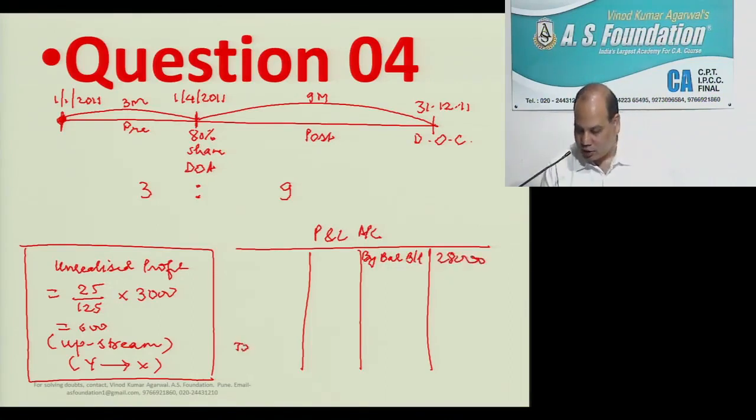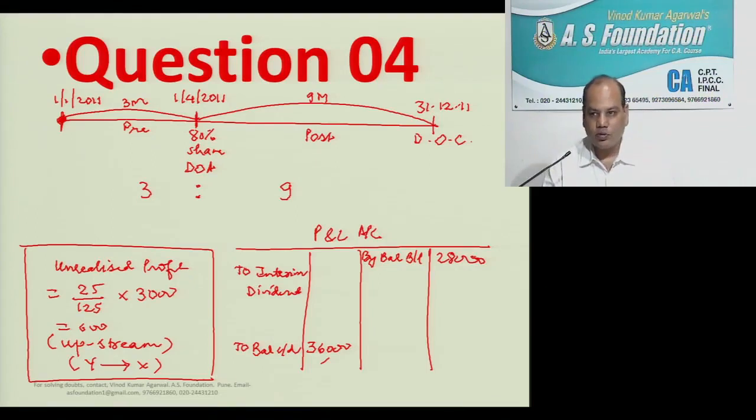And you will see in the balance sheet the closing balance of the P&L account of Y is 36,000. An interim dividend at the rate of 10% per annum has been paid during the year out of the said undistributed profit. So during the year they have paid interim dividend also. What is the source of interim dividend? The last year profit. That means it is a dividend out of pre-acquisition profit.